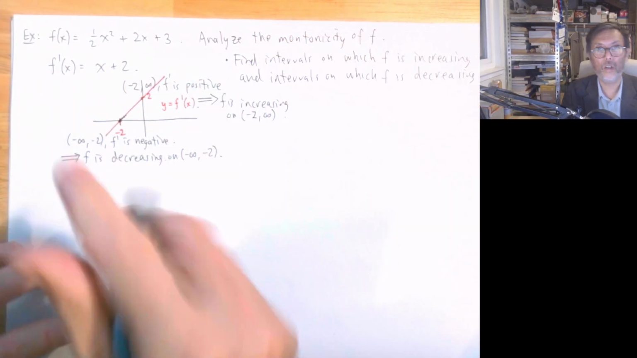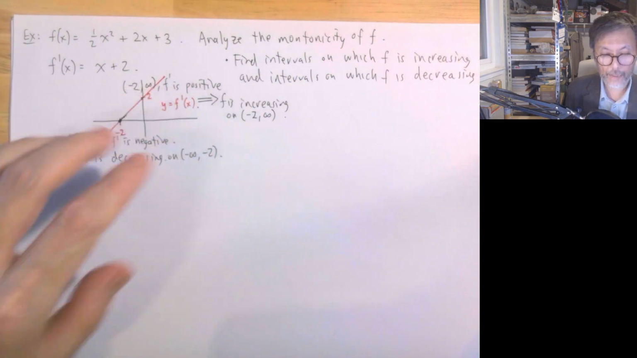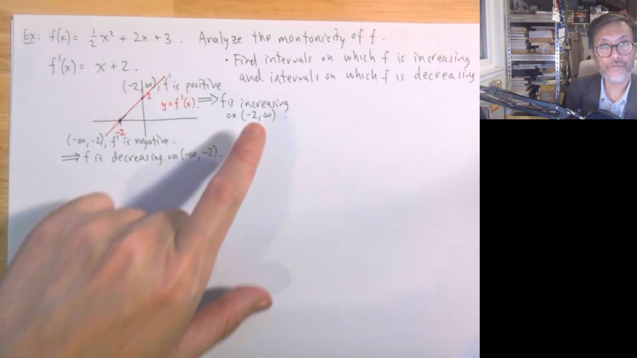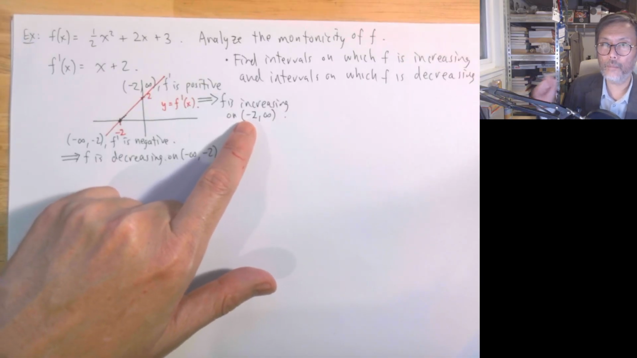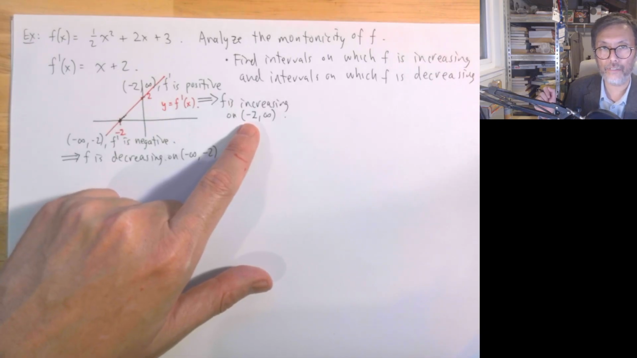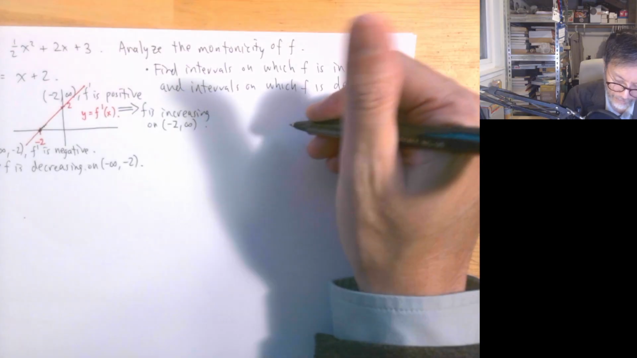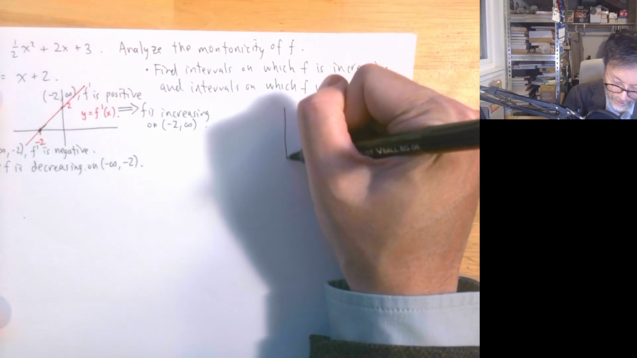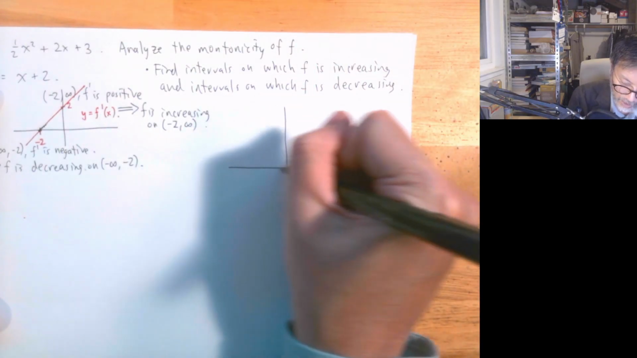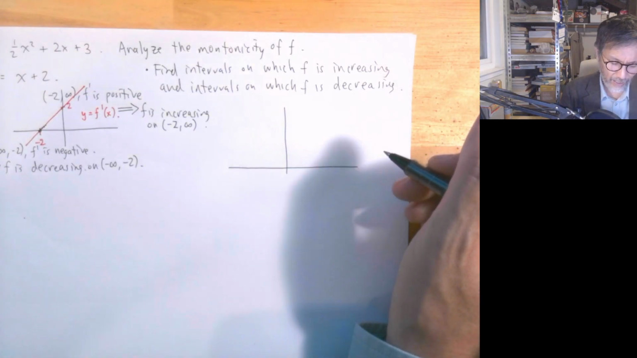Sorry, this isn't well organized, but hopefully you can follow. So these are all comments about f prime. We've now deduced something from the sign of f prime. We've deduced something about the monotonicity of f. And we could draw a graph of f based on this information. Here's what that graph, I believe, will look like.